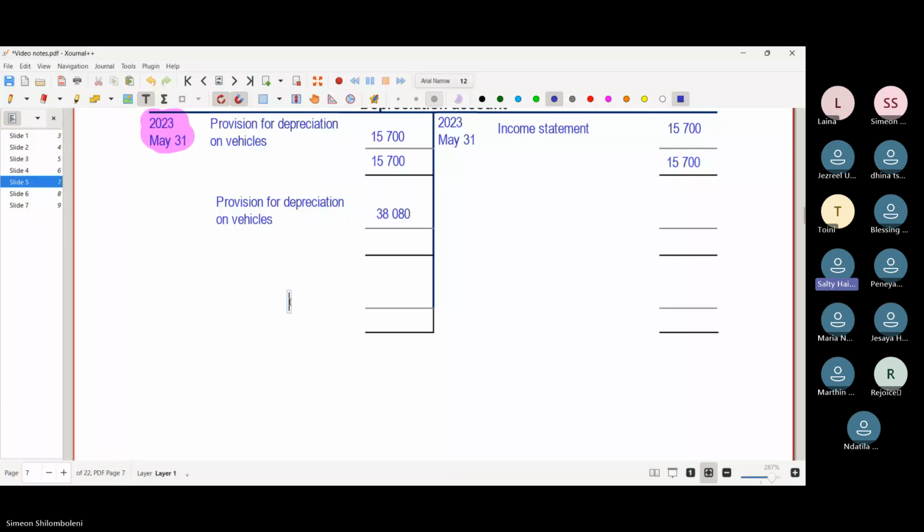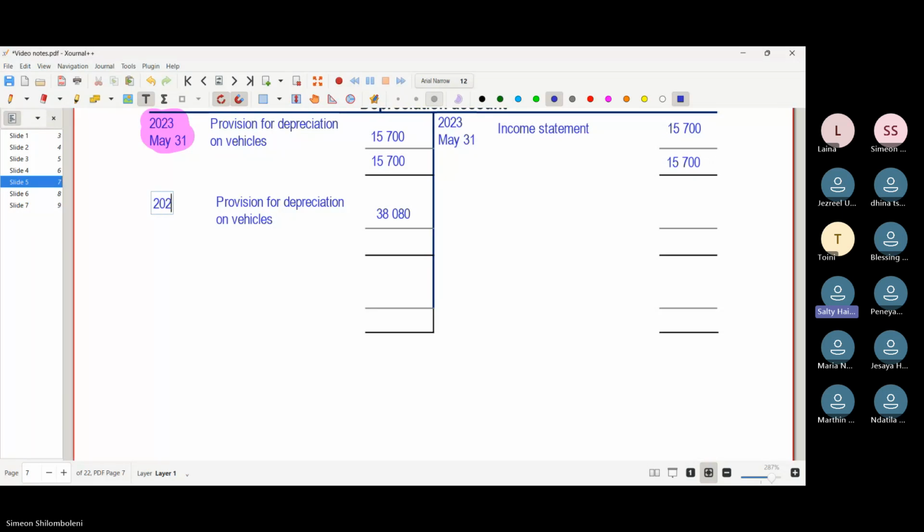You close off the depreciation account. Should I put the date? Which date must I put there? 2024, May the 31st. With the dates, whatever you have on top must just come down. The only change is 2023, 2024; here you are going to have 2025.